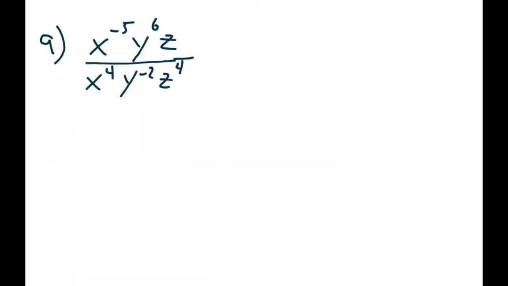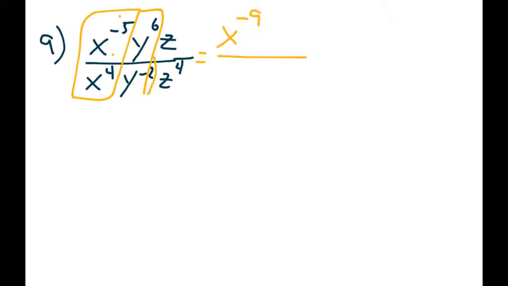Alright, number 9. Now, using our quotient rule, x's, I'm just looking at these right now. Negative 5 minus 4 is negative 9. Just look at the y's now. 6 minus negative 2 is 8. And now just look at the z's. That's z to the first power, z to the first, or 1 minus 4, z to the negative third.